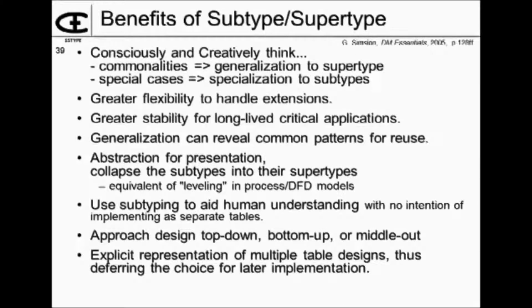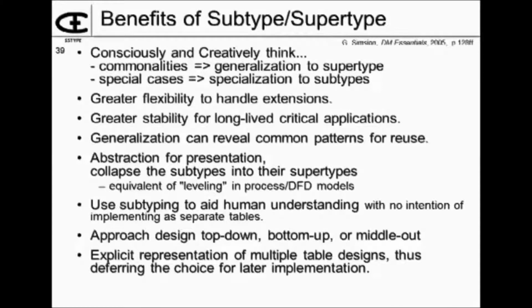Okay? Benefits of subtypes and supertypes. We can consciously and creatively think about commonalities and about special cases and model them. That's significant in and of itself. Greater flexibility to handle extensions, greater stability for long-lived critical applications. You've just got a lot more flexibility when you're talking about using subtypes and supertypes. Generalization can reveal common patterns. Abstraction for presentation, we can collapse the subtypes into their supertypes.